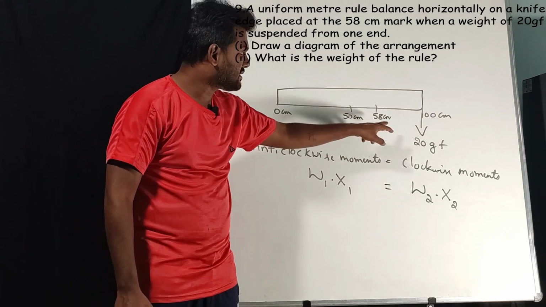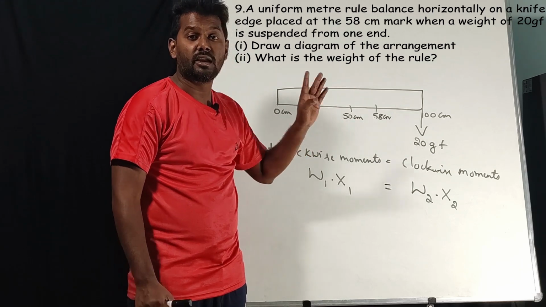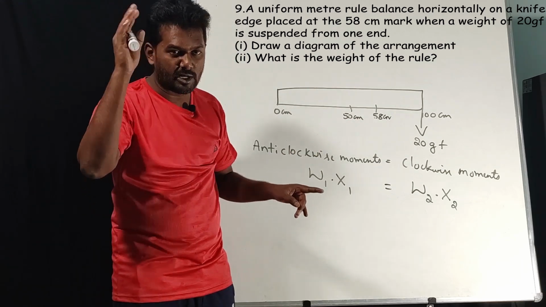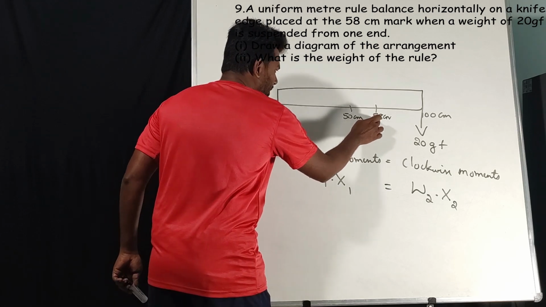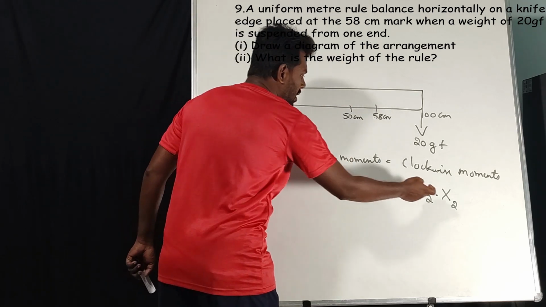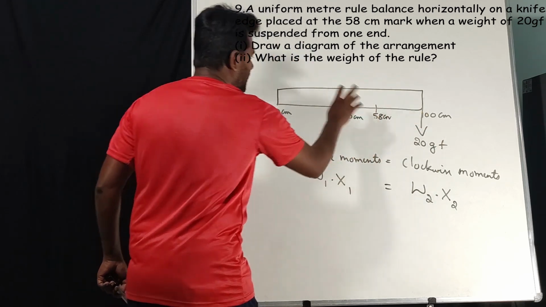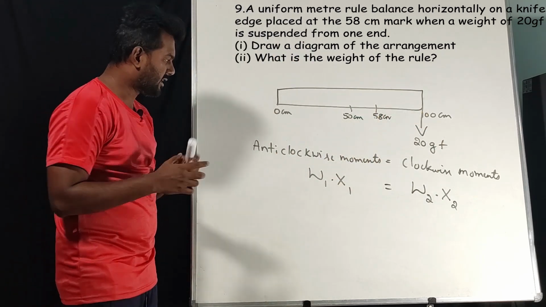Okay, the knife edge, that is the pivoted point. So for this question, the pivoted point is 58, not 50. You keep that in mind. Why? Because we are keeping the knife there only. Next, what is the value of x2? From 100 centimeter to 58, that is the value of x2.